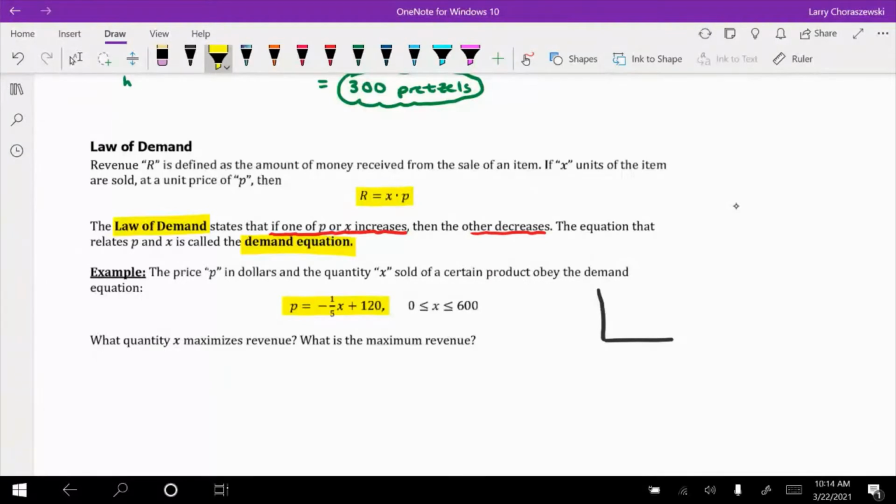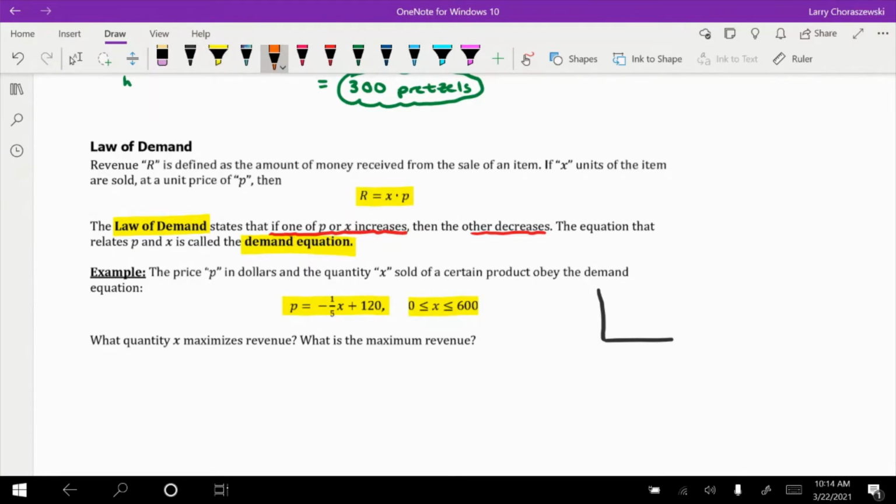That right there is a linear equation and it has a negative slope. This equation basically helps us determine what price we should mark our product at, depending on how many units we want to sell. And this equation right here is only good for the X values between 0 and 600. So you can kind of think of this as the range of stock that they might have. They might have nothing to sell, or the most they can sell is 600.